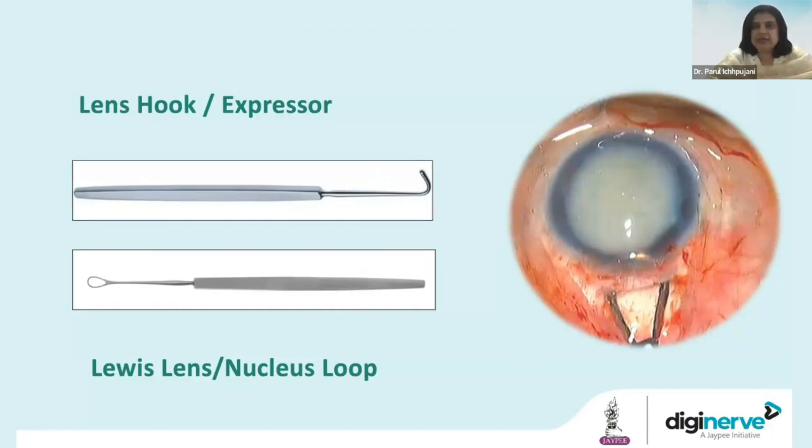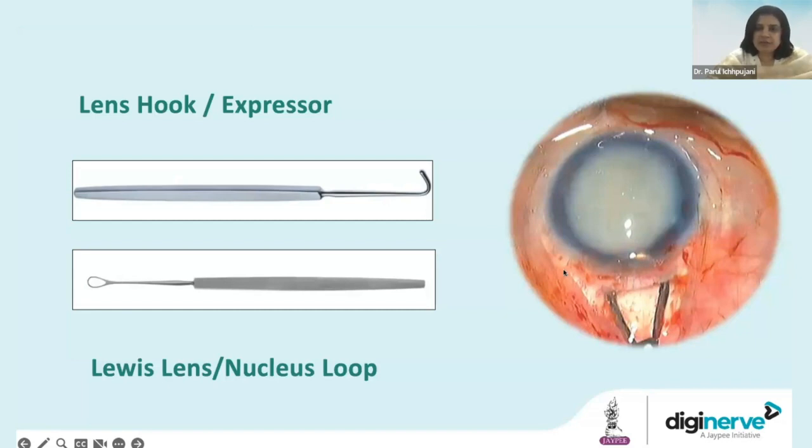The essential funda is that we are using a pressure counter pressure technique where the pressure is applied at 6 o'clock using the lens hook or lens expressor, and at 12 o'clock position we have the Lewis lens or nucleus loop. So as we put pressure on the posterior scleral lip, the counter pressure is put by the lens hook, and because of that rocking movement, the nucleus is delivered out.